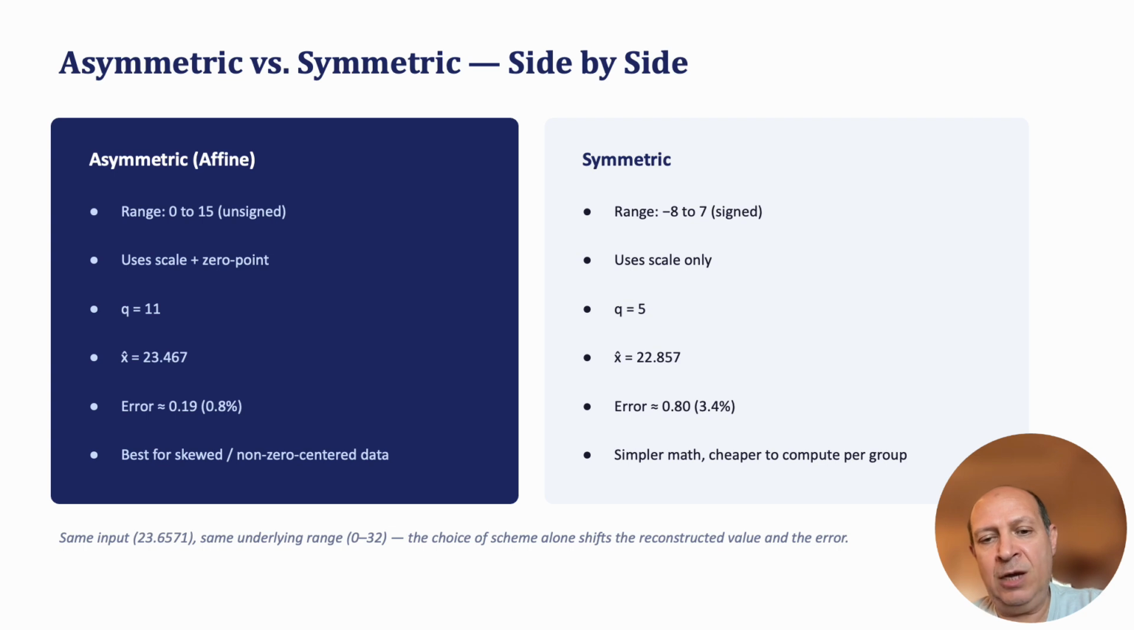And then after we dequantized, we obtained x hat equal to 22.857. By subtracting the dequantized real number value from the original real number value, we obtain an error of 0.8, which is 3.4%. This is simpler math and cheaper to compute per group, but obviously we received higher error with the symmetric quantization.